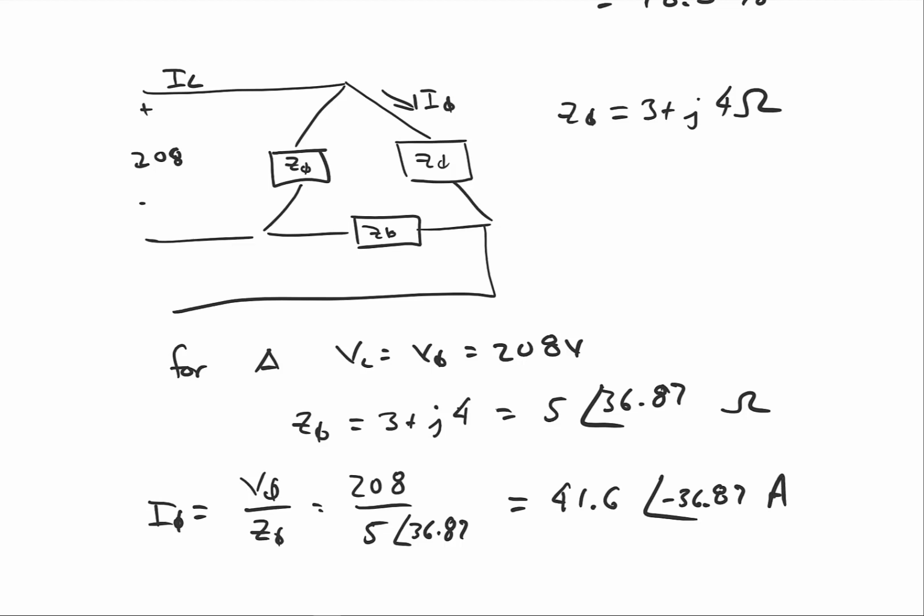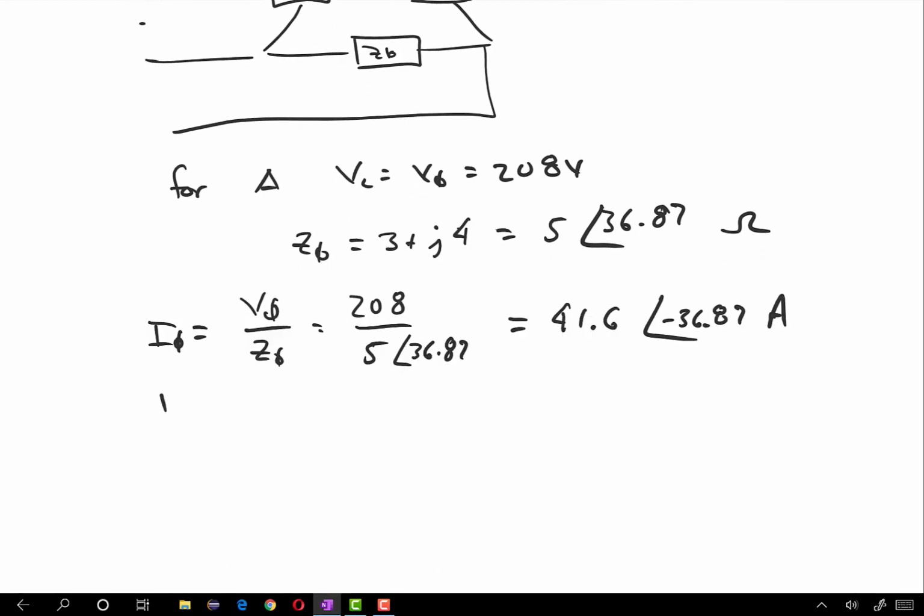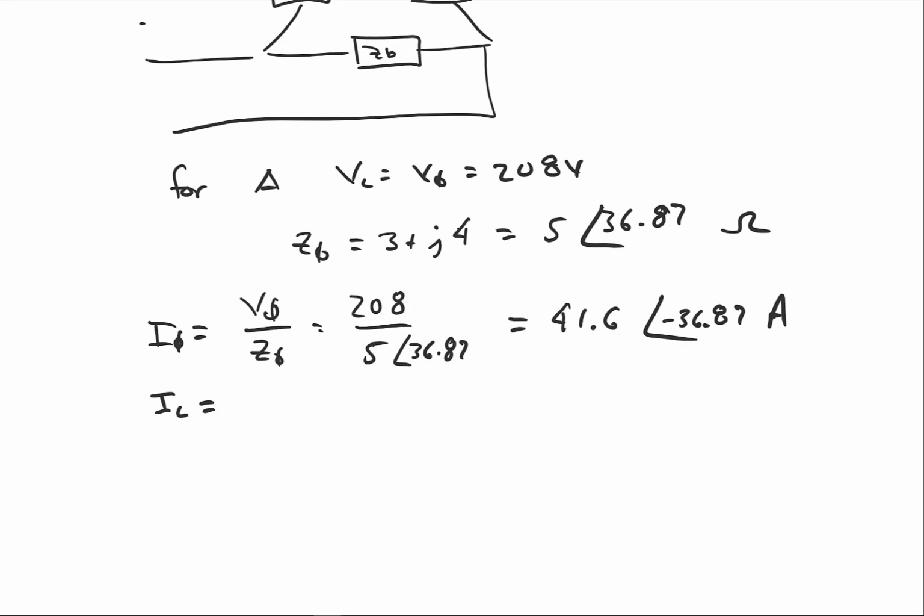To find the line current, for the delta connected circuit, the relationship between the phase and the line currents is that it is by root 3. So the magnitude of the line current is equal to root 3 times the magnitude of the phase current. So that's just root 3 times 41.6, which is 72.05 amps.